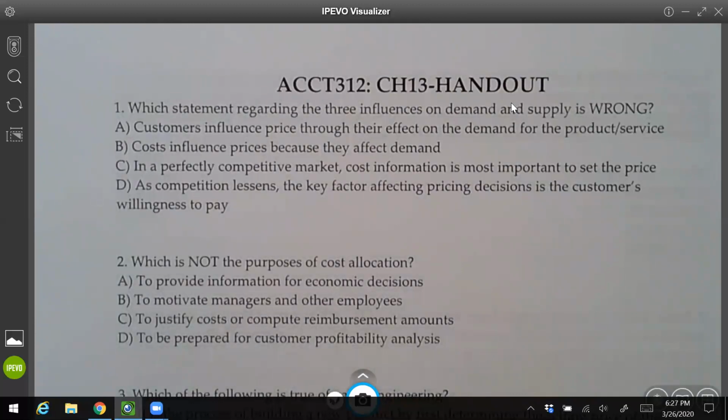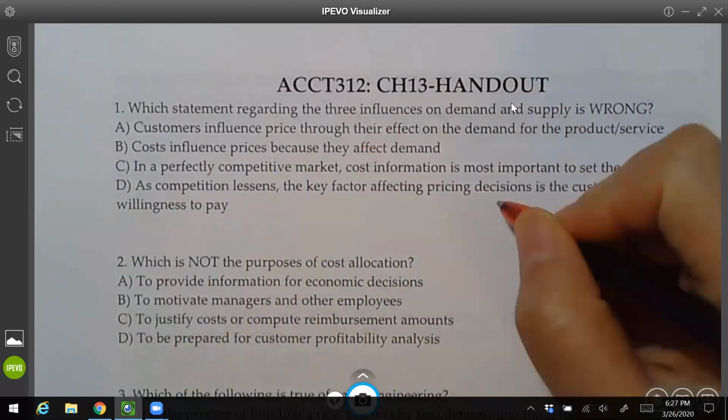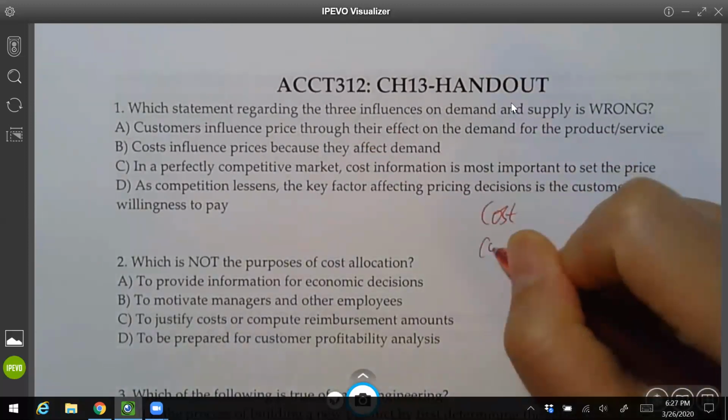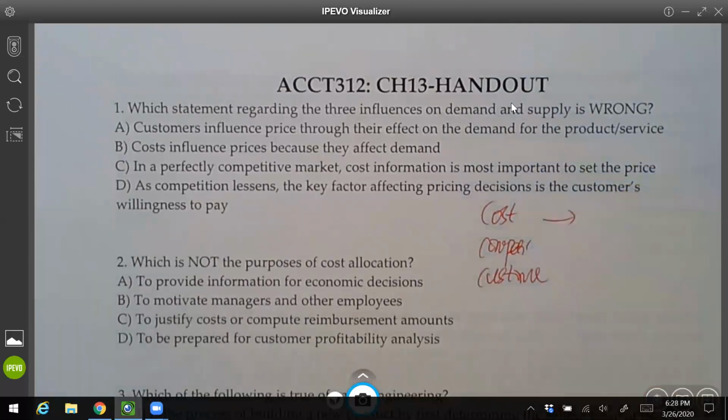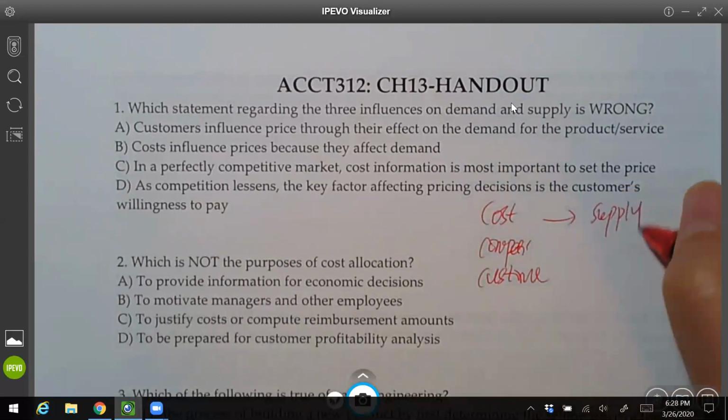So now let's get started from the first multiple choice. Which statement regarding the influence of demand and supply is wrong? We talk about there are three things affecting the product demand and supply, which will cause the pricing strategy to be different. We said cost, competition, and then customer. Cost basically decides the supply, because if it's too expensive to supply, people will not even do it. So if cost goes up, supply will go down.